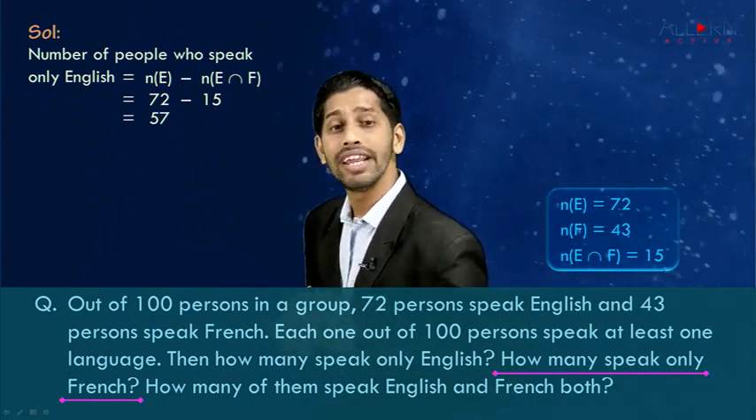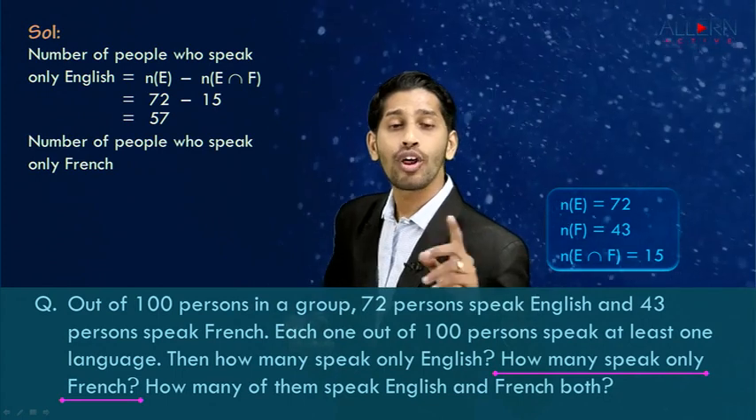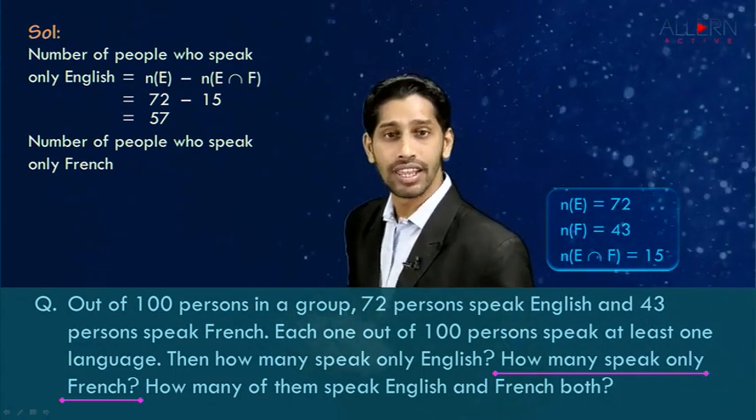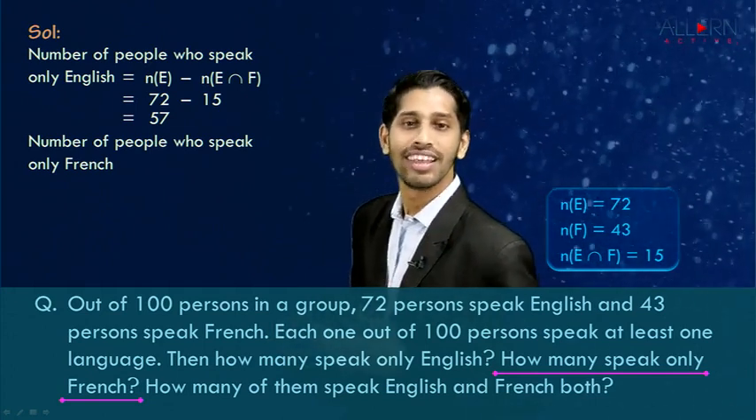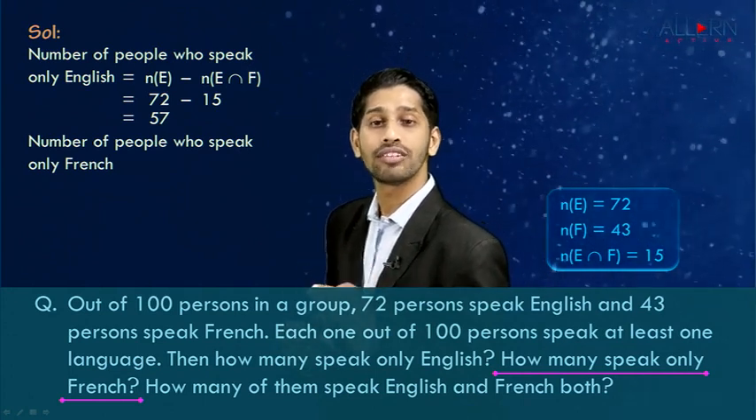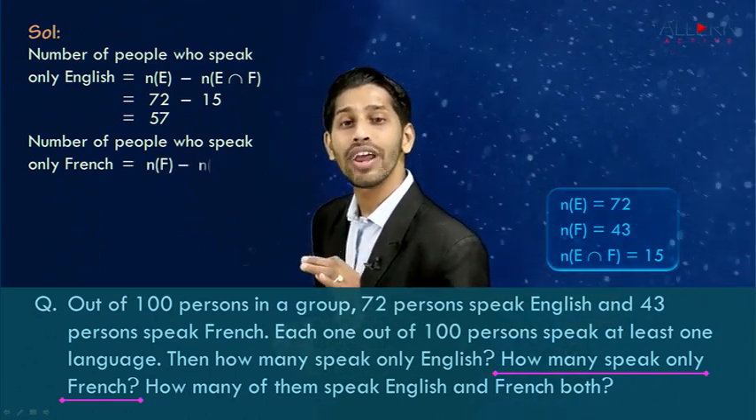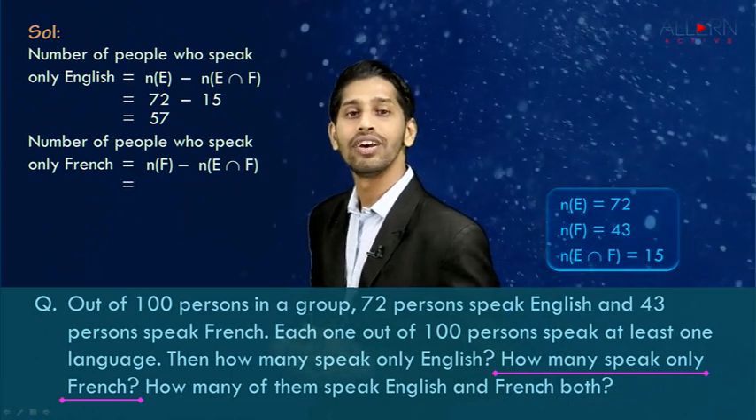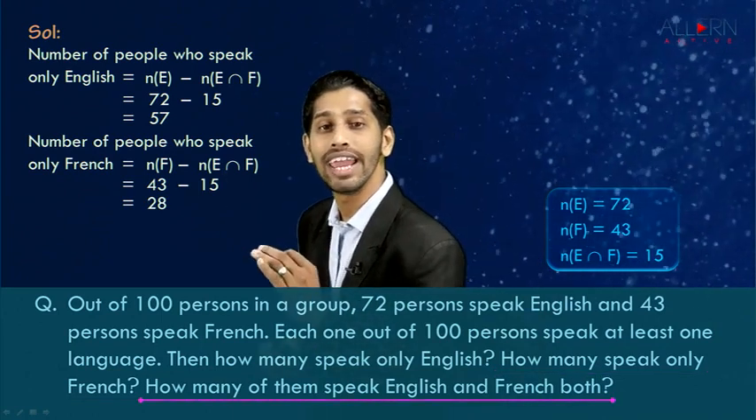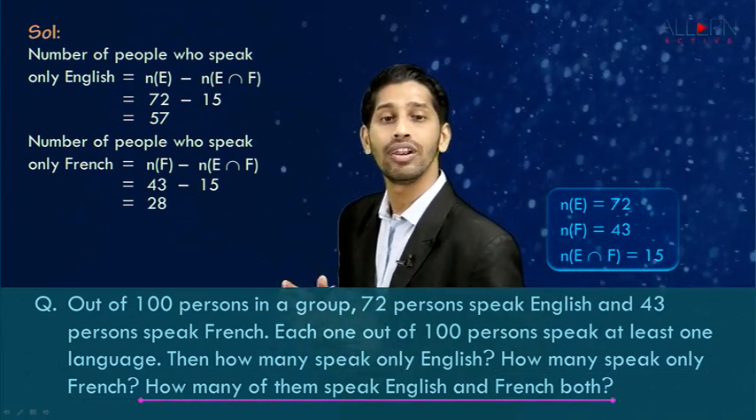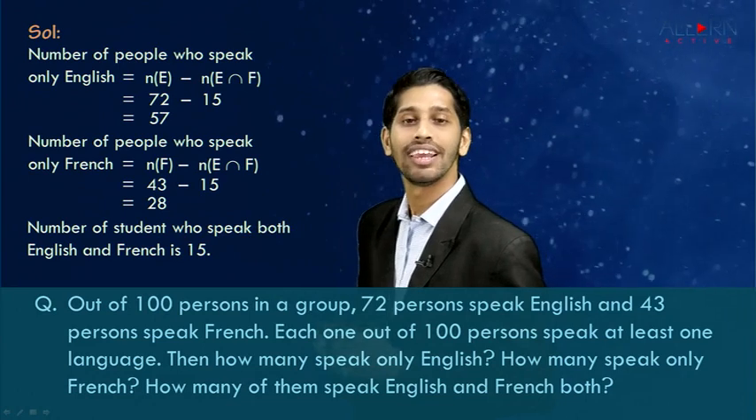Now we have to find how many persons speak only French. If we observe, the number of persons who speak French is given as 43, out of which 15 are those persons who speak English along with French. That means if we want to find the number of persons who speak only French, we'll have to subtract this 15 from 43, that is n of F minus n of E intersection F, which is 43 minus 15, and that is equal to 28. That means the number of persons who speak only French is 28, and the number of persons who speak both English and French is 15.